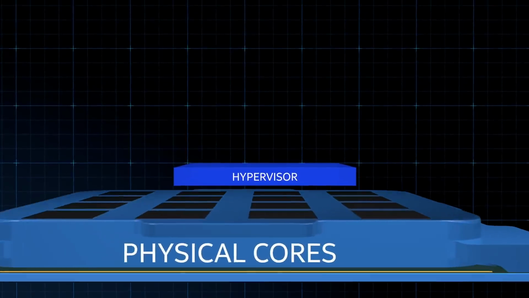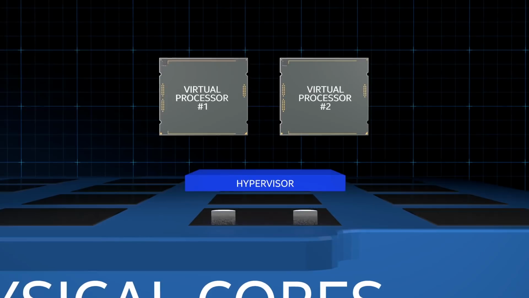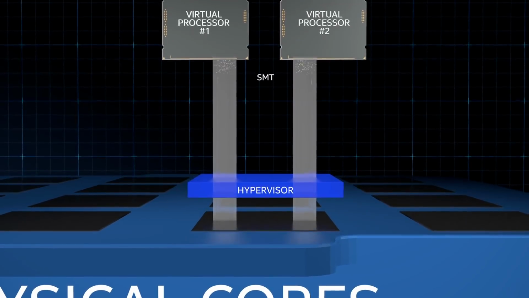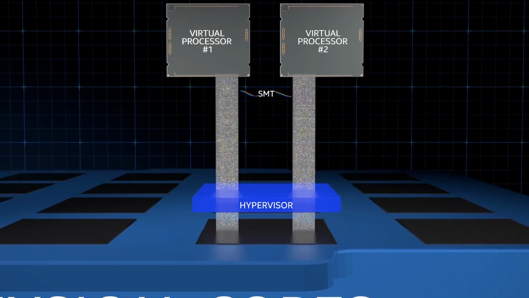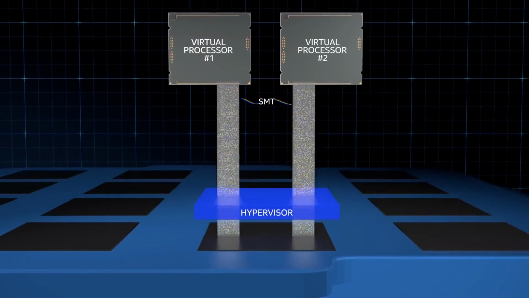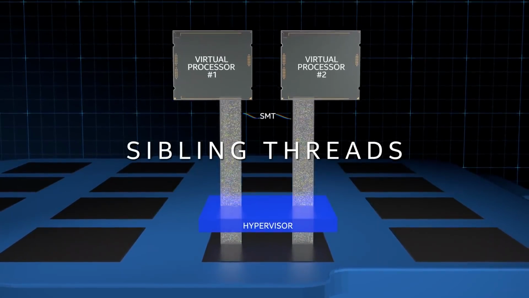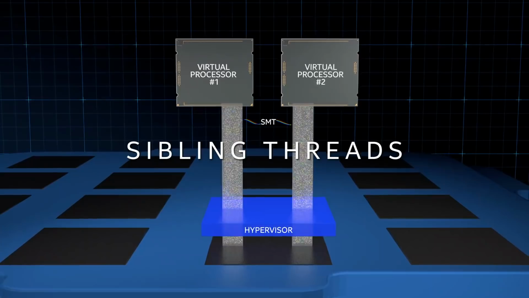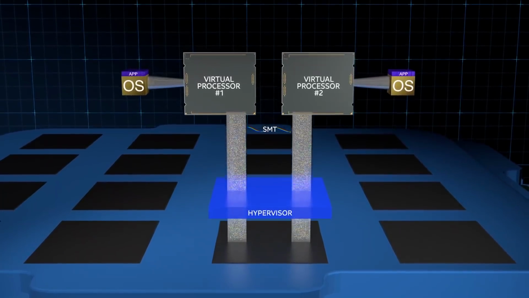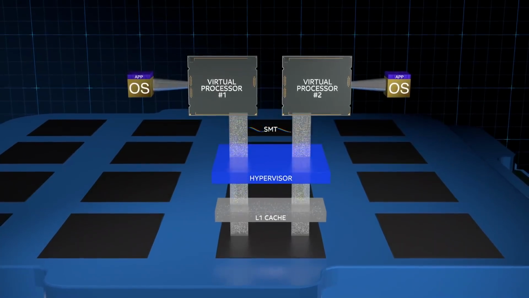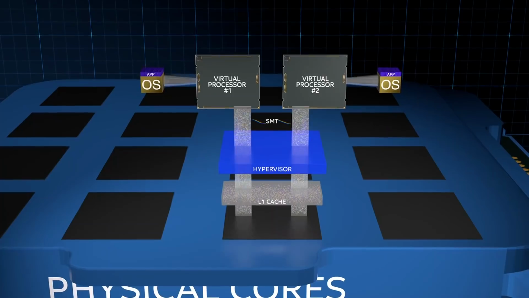In some cases, virtualized systems also take advantage of a hardware technology called simultaneous multithreading, or SMT. SMT allows a single CPU core to act like two separate virtual processors to the hypervisor. These are called sibling threads. Intel hyperthreading technology is Intel's implementation of SMT. Processors that support SMT include a small pool of shared memory in each core known as the L1 cache. This L1 cache is shared by the two sibling threads we just mentioned.